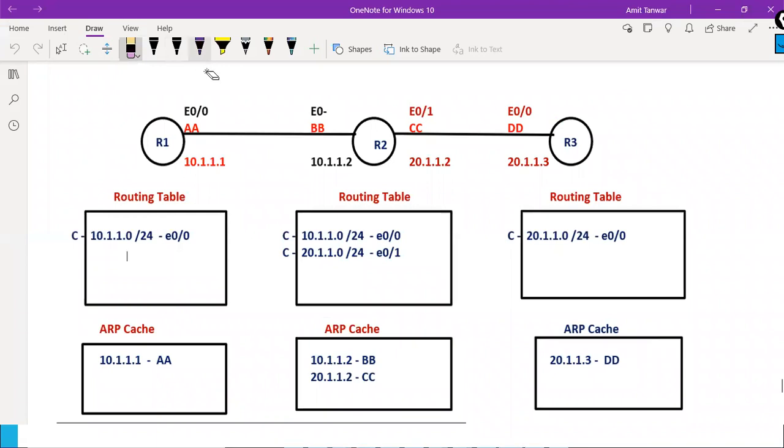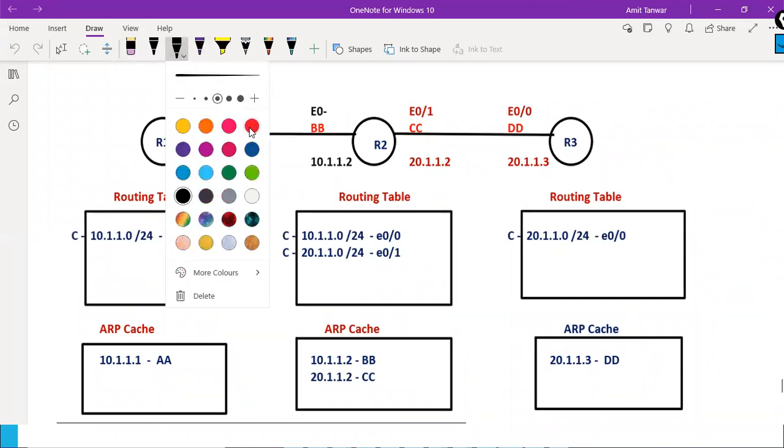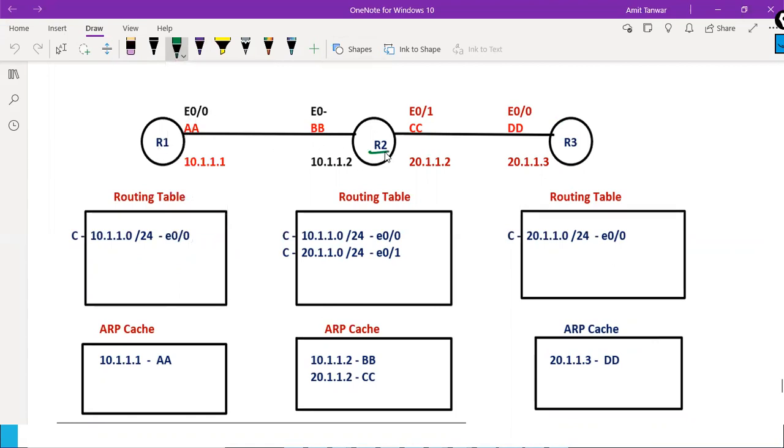Now, so this is router 1, this is router 2, and this is router 3 here. So from this router, we will ping router 3. Okay, so first of all, I'll mention here ping.